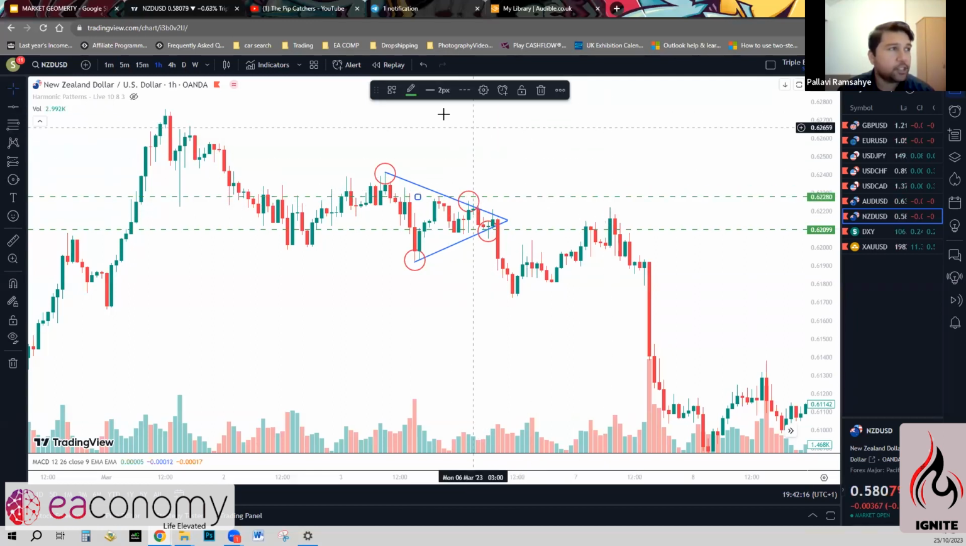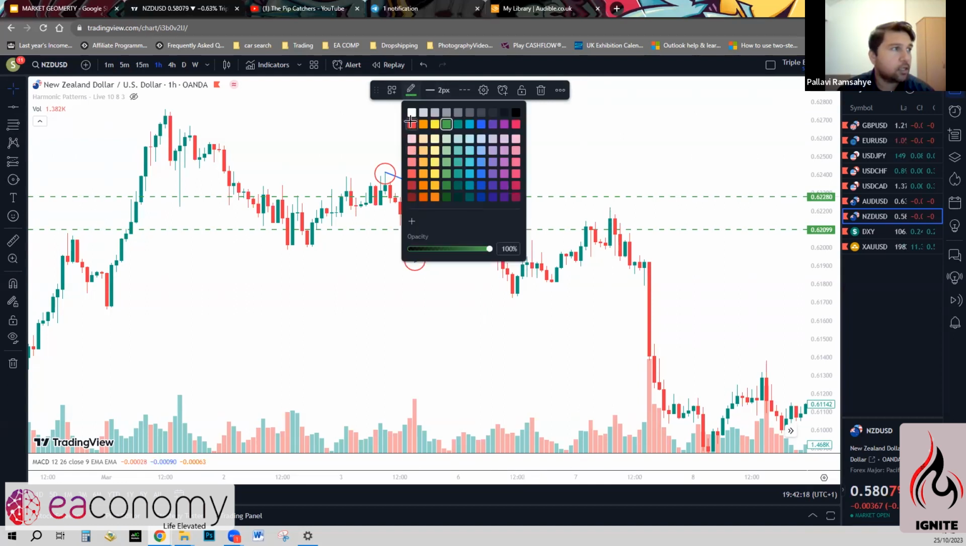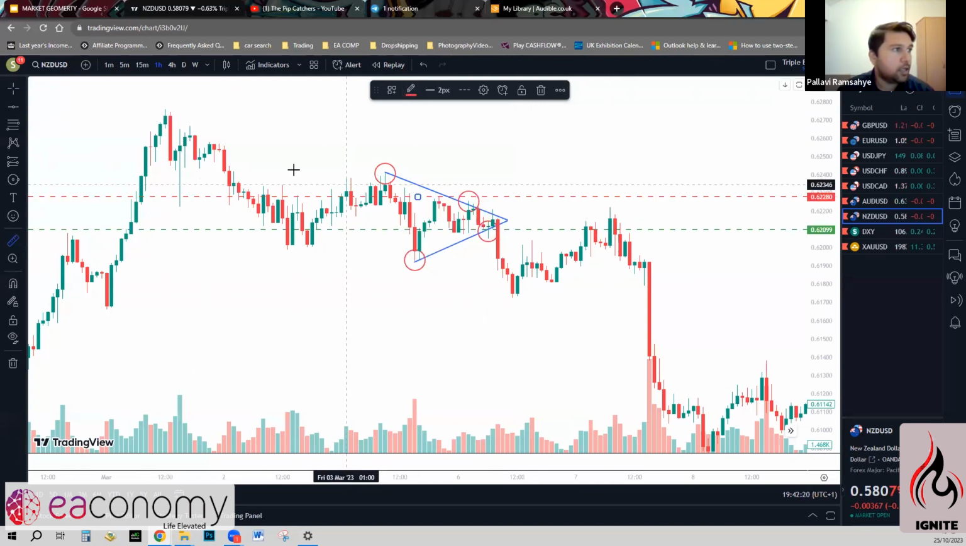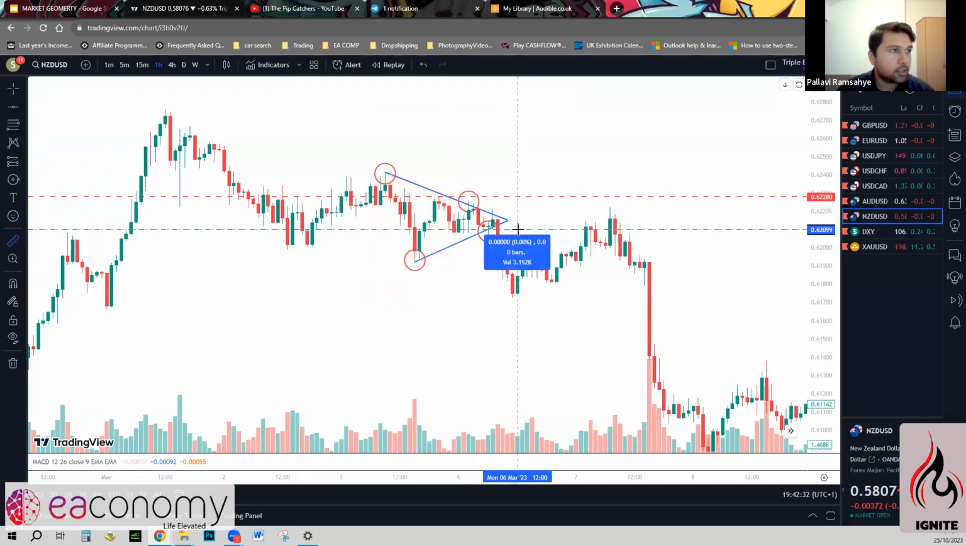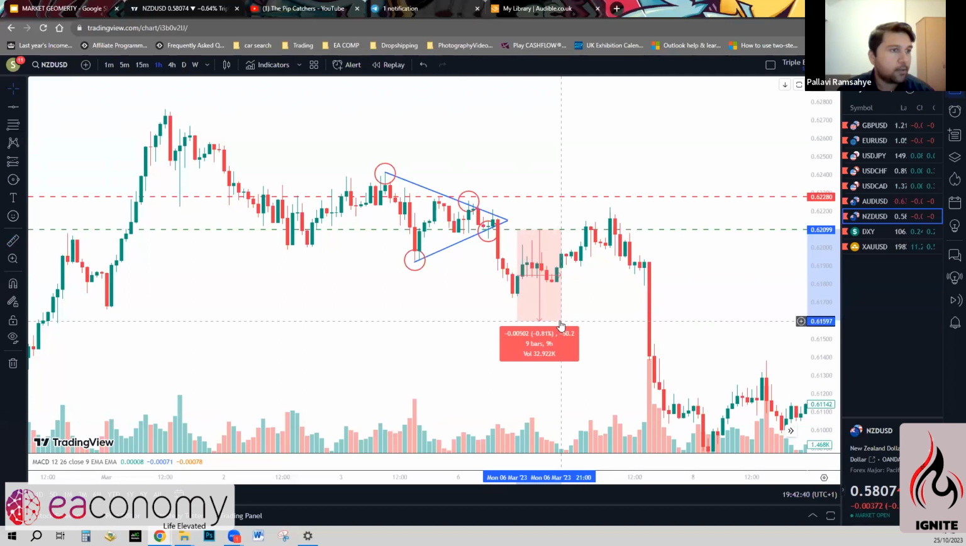So this is the bearish variant that we're looking at. And then take profit was 50 pips, I believe. Yeah, 50 pips. So let's measure out the 50 pips from the entry. So 50 pips would have been around about here, 61,597.